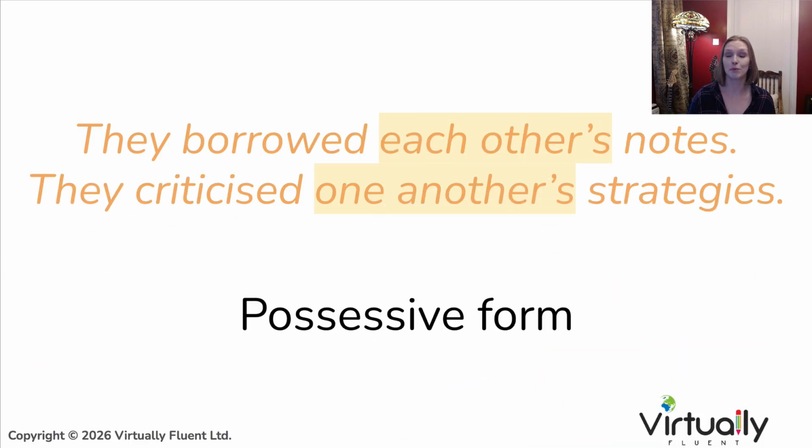And the final important thing to note is that both each other and one another have possessive forms, which just means you can add an apostrophe S immediately after them. Each other's and one another's. However, the position of the word is exactly the same. It goes after the main verb, but of course you're going to have some additional information that goes after your reciprocal noun, typically another noun. For example, they borrowed each other's notes. They criticised one another's strategies.